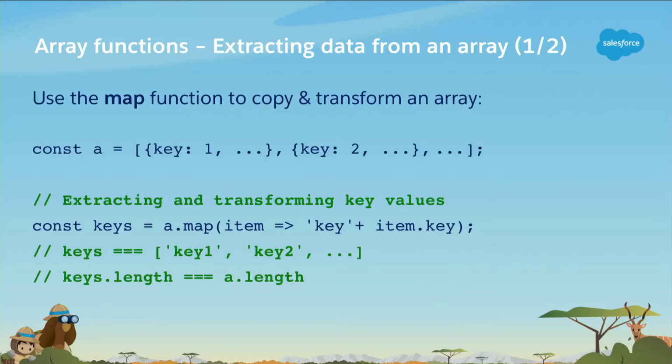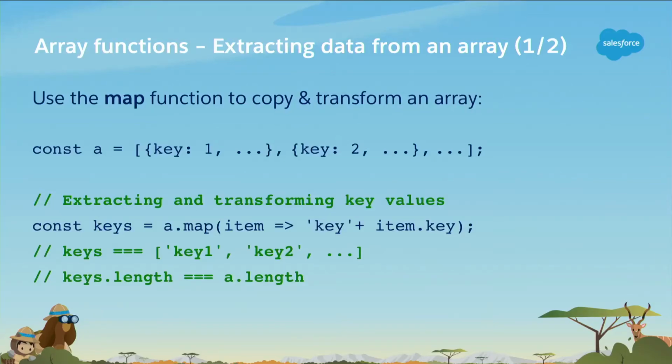So here, for example, if we take our array and we want to call a map statement, we can actually take each item and concatenate something to the key and return the new array. So we return an array that has the same number of elements as the original array, but that contains different elements. So here we only kept the key attribute. We did not keep the other attributes. So we have an array of strings in the end instead of an array of objects. But both arrays have the same size.